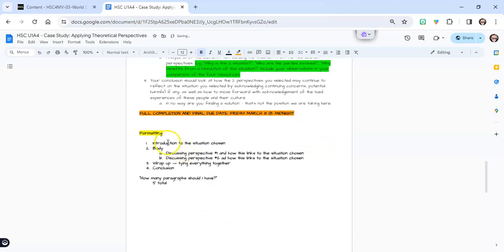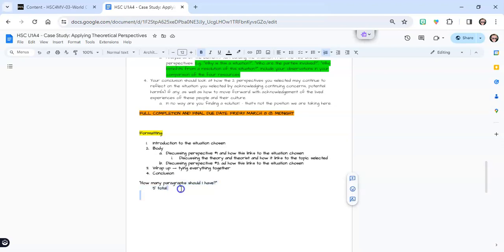So formatting overall, introduction to the situation, you should have a body. So discussing perspective 1, discussing the theory and the theorist, and how it links to the topic selected. And then same thing for the second part of your body. Wrap up, really tying everything together in conclusion. So if you're trying to keep track of how many paragraphs total I should have, 5 would be good, is what you're aiming for.